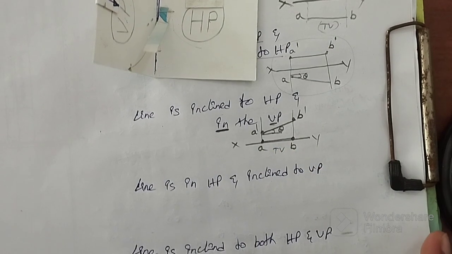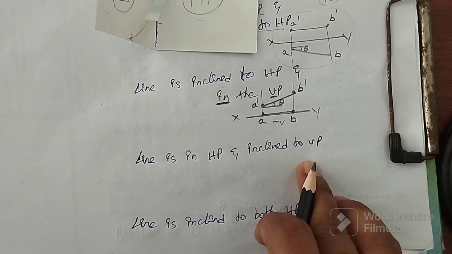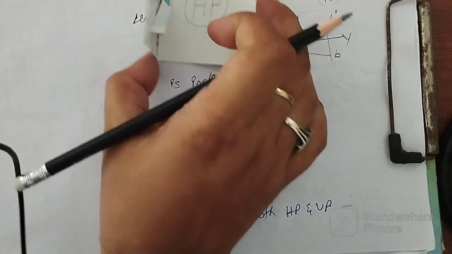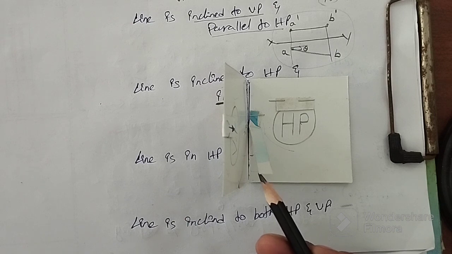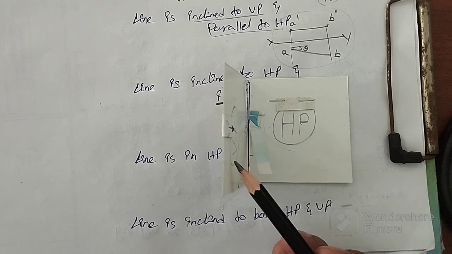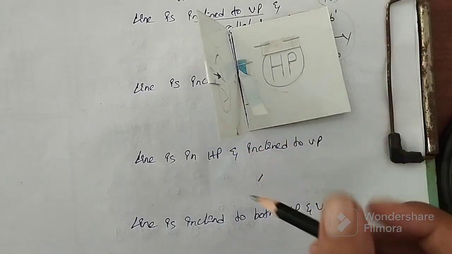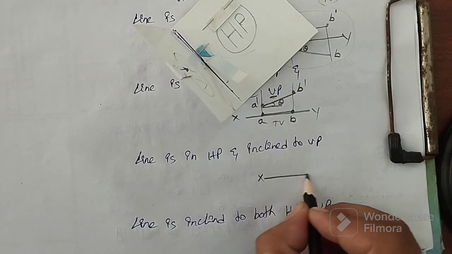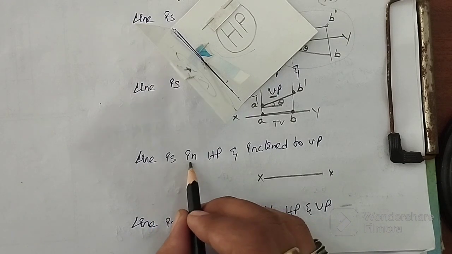If you see the last but one case, line is in HP and inclined to VP. So for this, if you look at this one, this line is now inclined to HP in VP. Just quite opposite. Next one is what? Line is in VP and inclined to HP. So for this, this is my XY, right? The line is in HP.